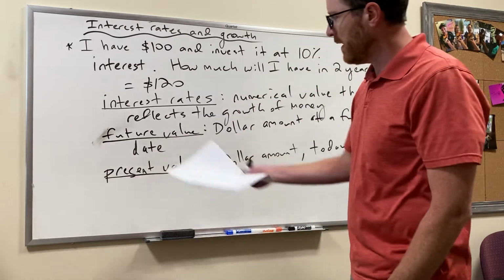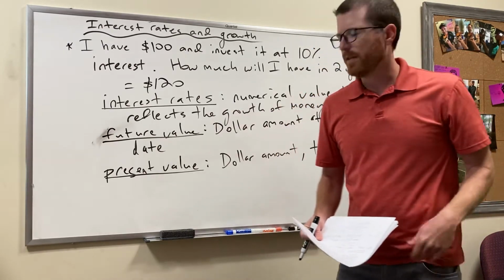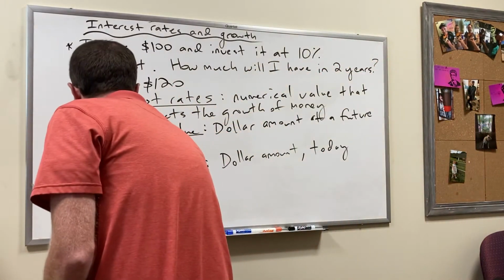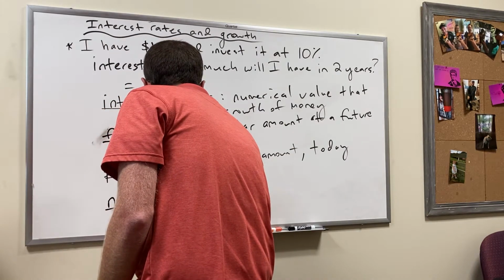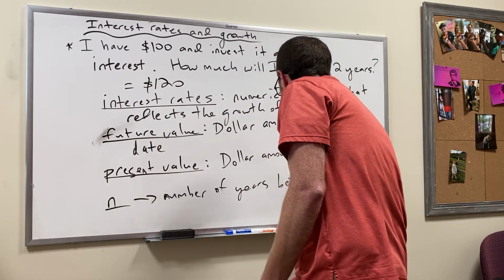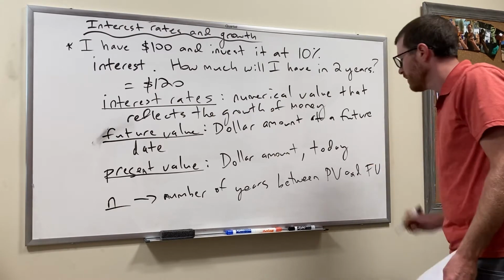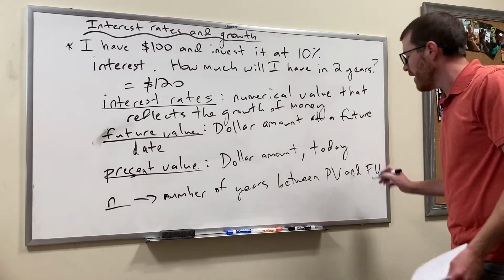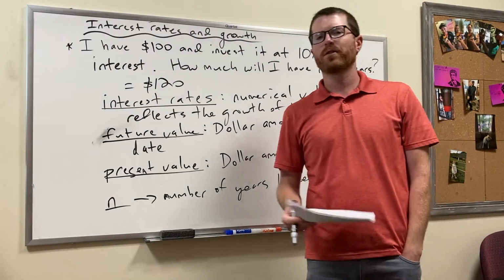So these three terms here are going to be useful. And then the last thing that you're going to see in our calculations is N, which is just going to be the number of years between the present value and the future value, okay? And to be clear, these are not terms I'm going to ask you to define on a quiz or an exam. I'm not going to say, what is an interest rate?